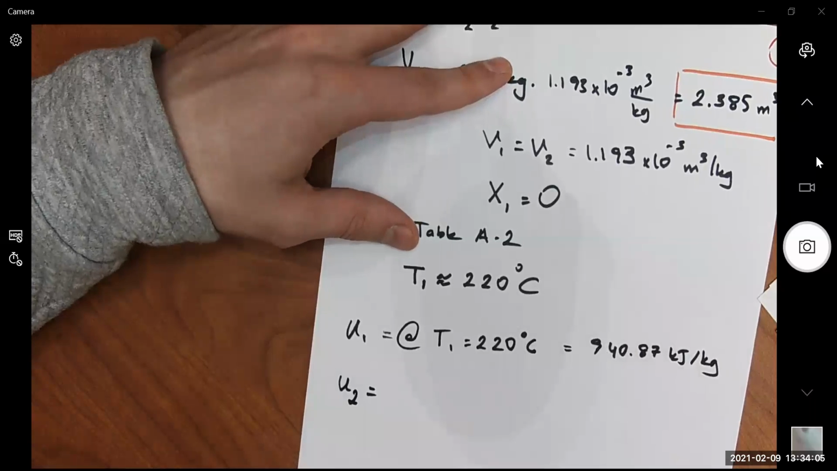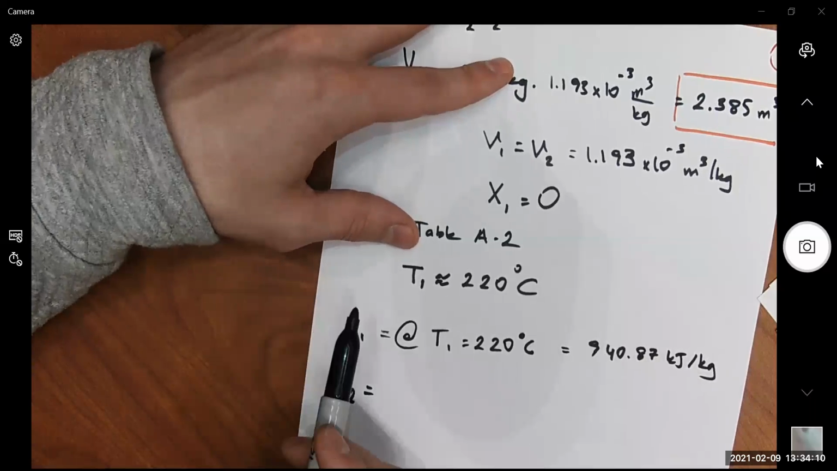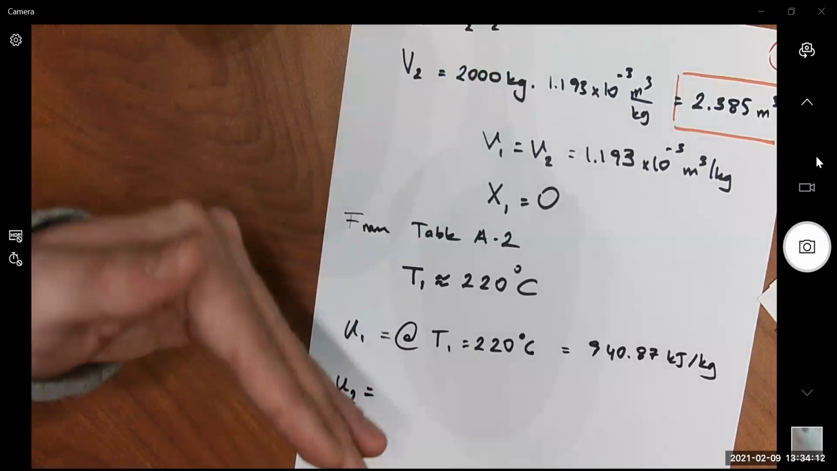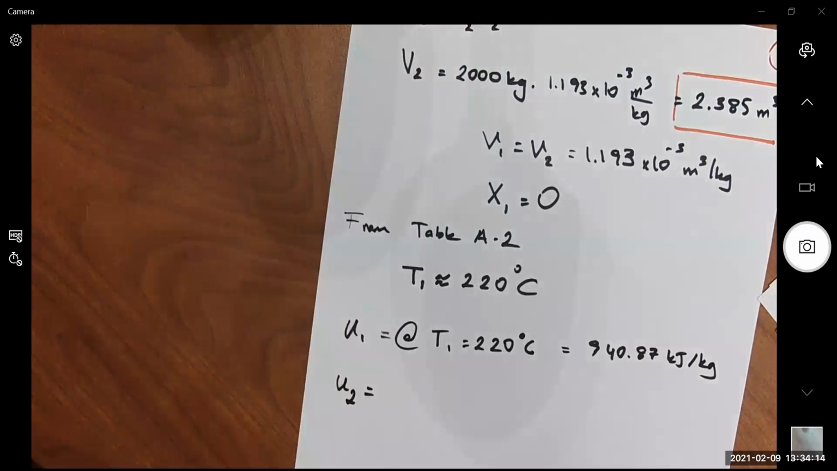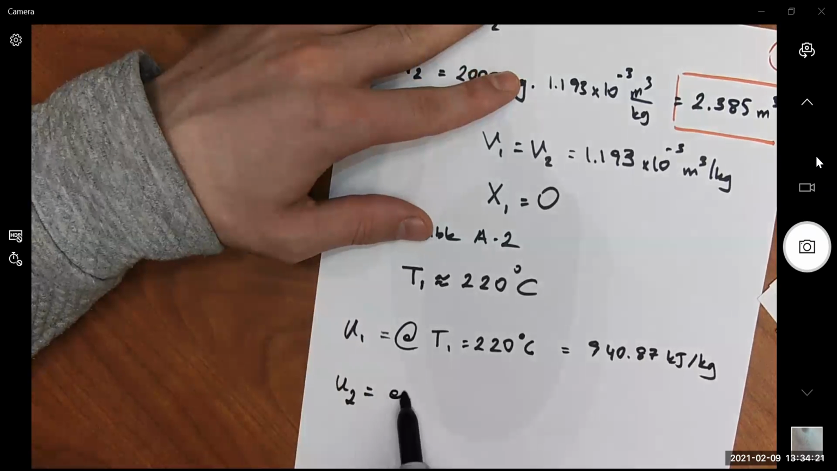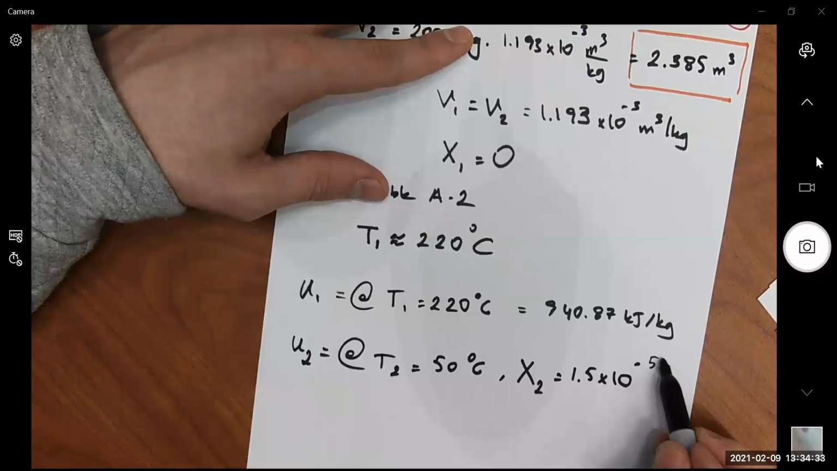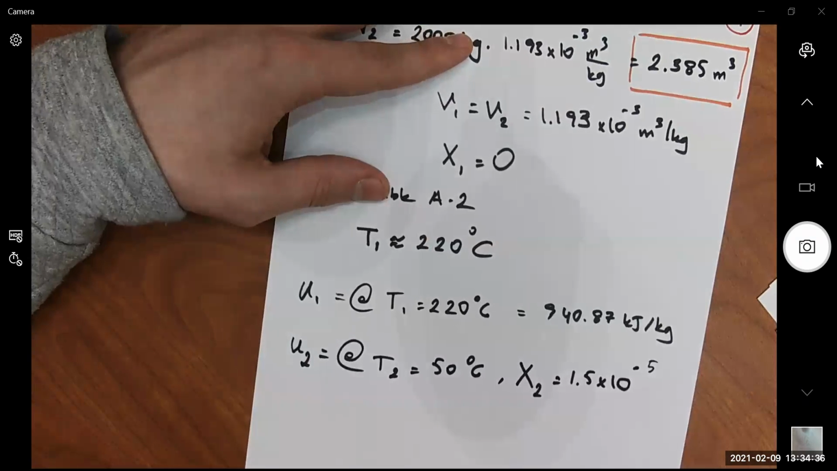U2, internal energy at state 2, I could have found beforehand. I can find it now as well, because I know all the other properties that I need. So my temperature at state 2 is what? 50 Celsius, right? And I have quality 1.5 times 10 to the minus 5.